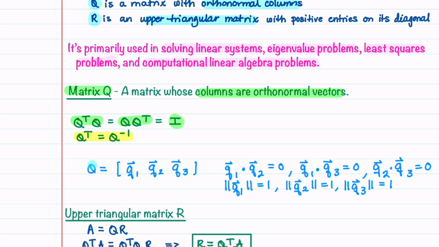I've written down an example of a matrix Q that contains three vectors, Q1, Q2, and Q3. And because the vectors Q are orthonormal, all their dot products are equal to 0, and their magnitudes are equal to 1.